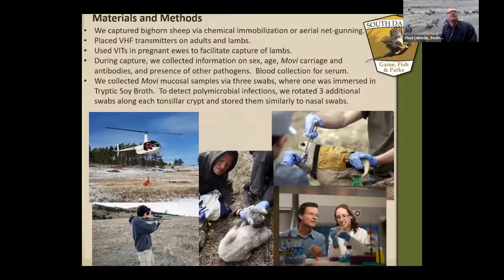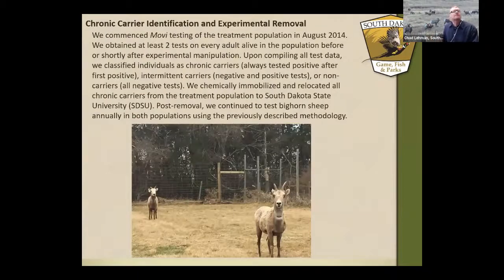So materials and methods, we used VHF collars for both the ewes and the lambs and the rams that we captured. We used chemical immobilization, aerial net gunning to capture and test all of the animals. We used vaginal implant transmitters in pregnant ewes to facilitate capture of lambs. And I won't go into all the exact methods for all the testing. It's been pretty universal for a lot of these studies.